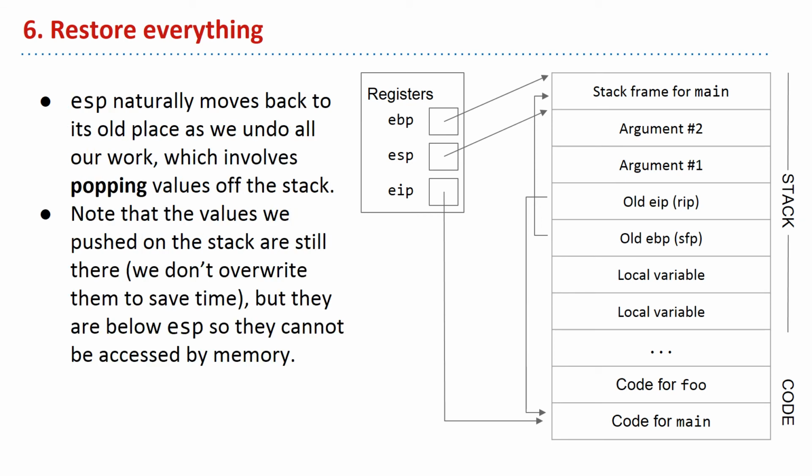So as I just said, ESP is going to naturally move back to where it is, and this usually involves popping a lot of values off of the stack because now we don't need them anymore. So one thing you do want to note here is that all the data I just wrote onto the stack is still there, so it's not going to be blanked out or anything. And the reason for this is because C is fast. There's really no need to blank any of this stuff out, so C does not.